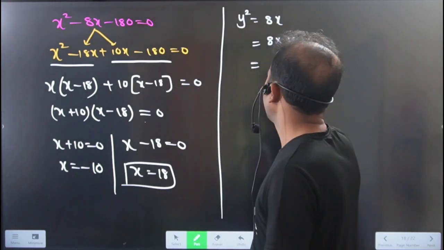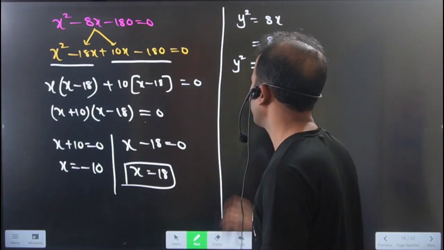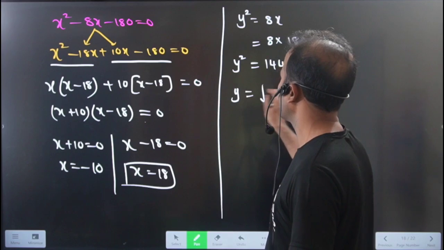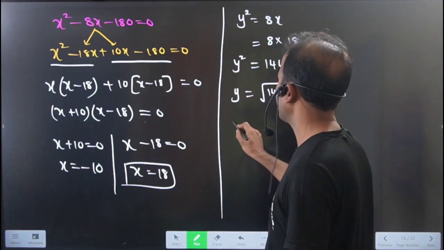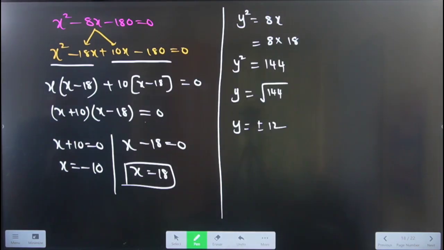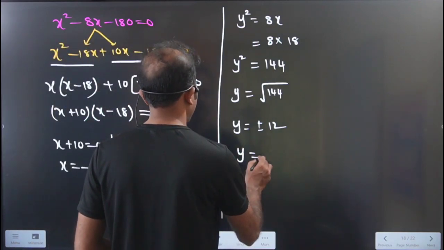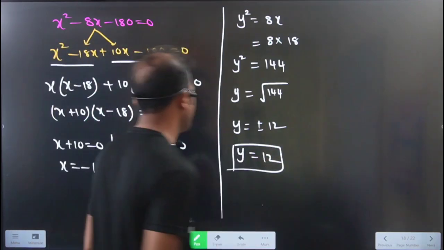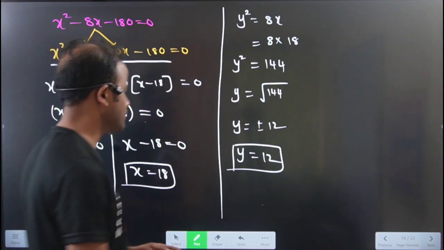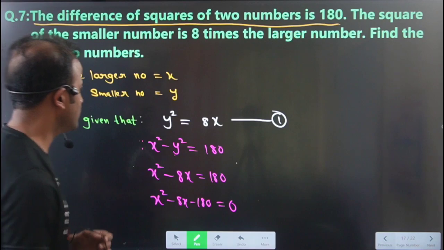144. y square equal to 144, then y equal to root over 144, y equal to plus or minus 12. You have to consider only the positive value, the negative value need not be considered. So y value is 12 and x value is 18. The larger number is 18 and the smaller number is 12.